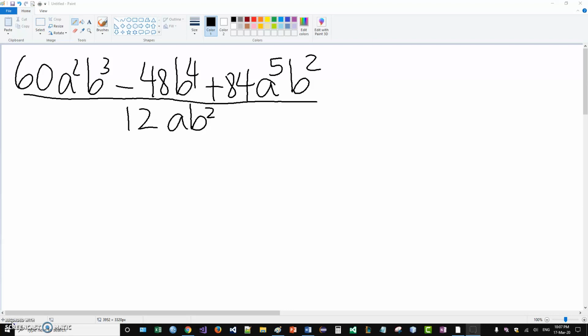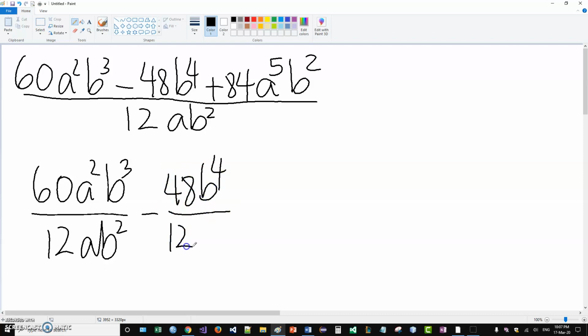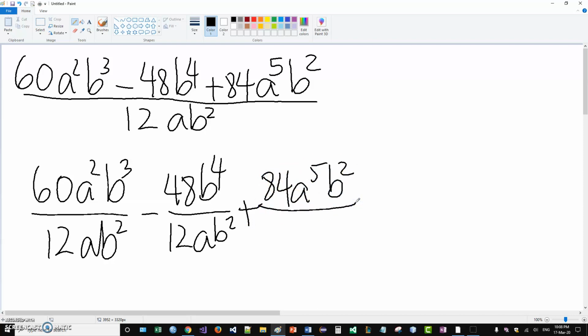Alright then, so what we're supposed to do is divide each term by the monomial: 60a squared b to the power 3 over 12ab squared, minus 48b to the power 4 over 12ab squared, plus 84a to the power 5 b squared over 12ab squared.